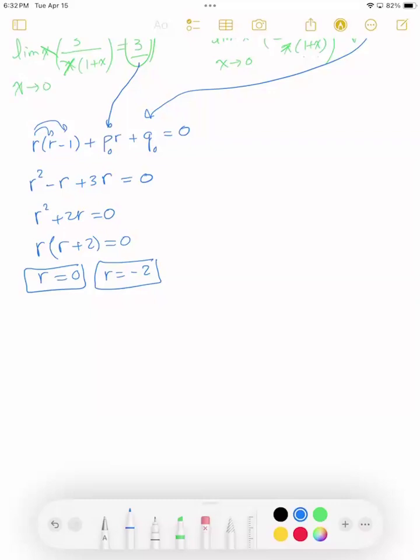So these are called the exponents of the differential equation at x equals 0.